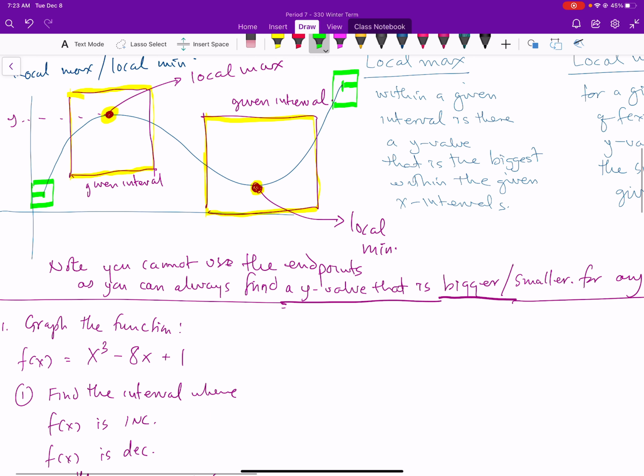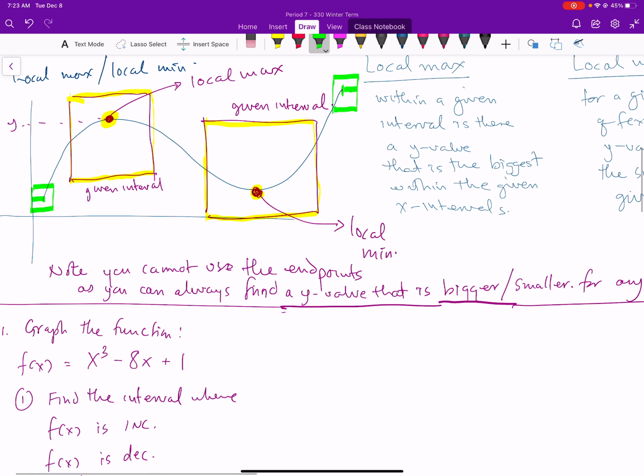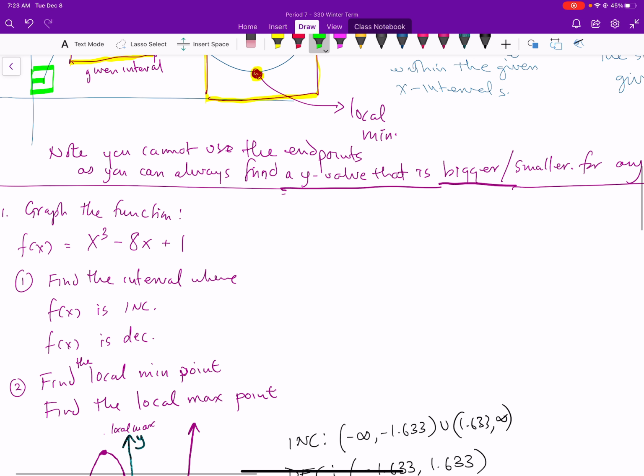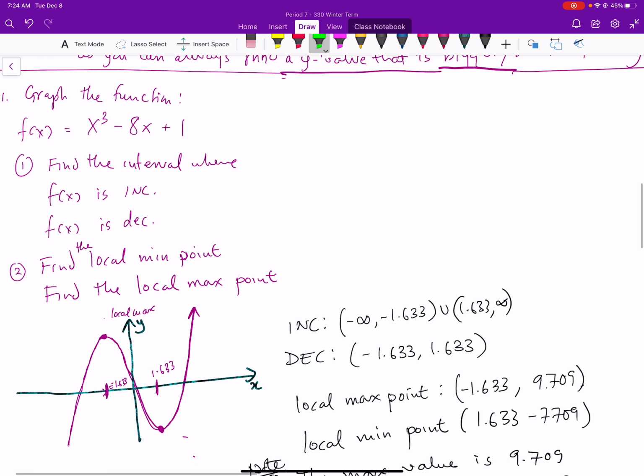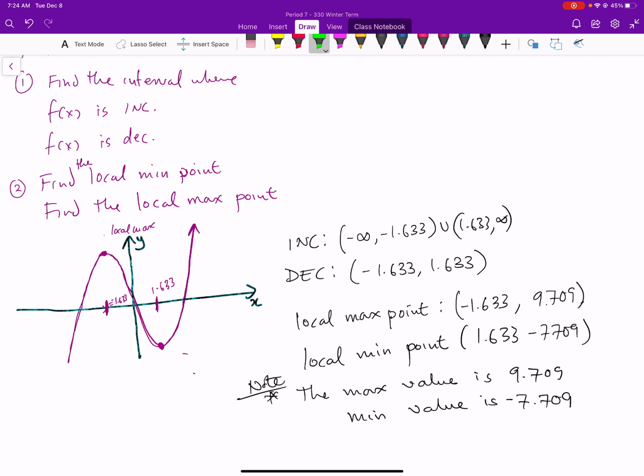All right, so I have this question over here: x cubed minus 8x plus 3. And I'm asking us to do a couple of things. I'm asking us to find where it's increasing, where it's decreasing, and then find the local min point and find the local max point. Okay, so I already pre-did the work, so let's look at it.